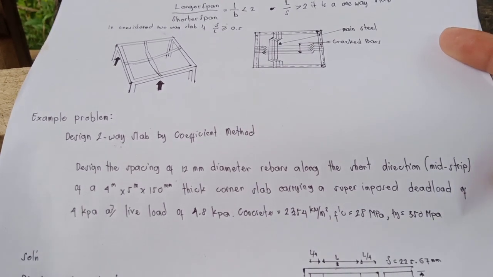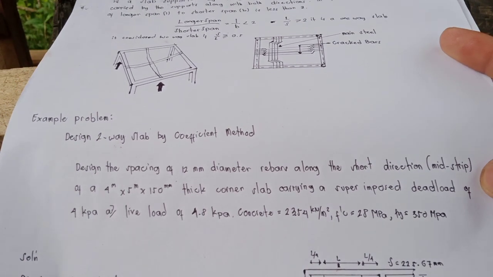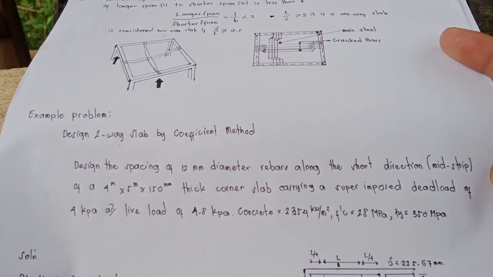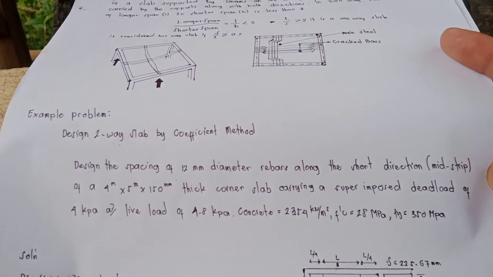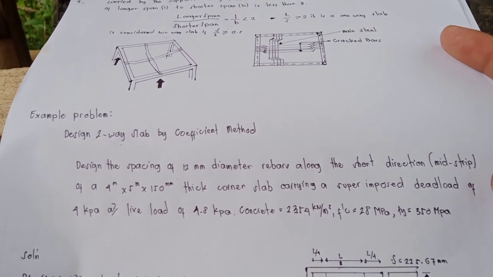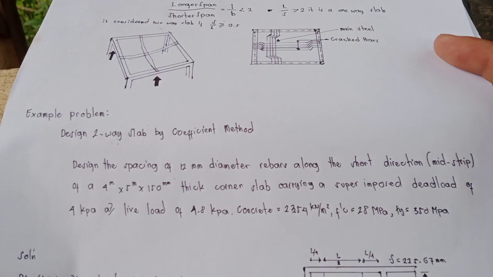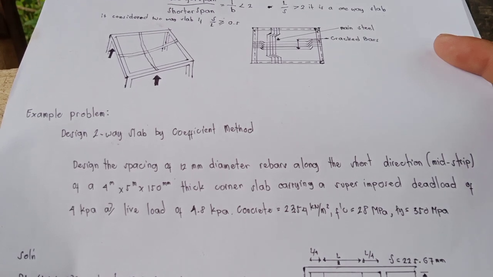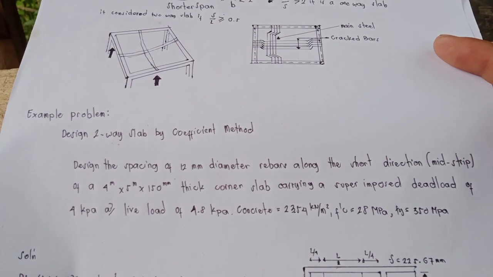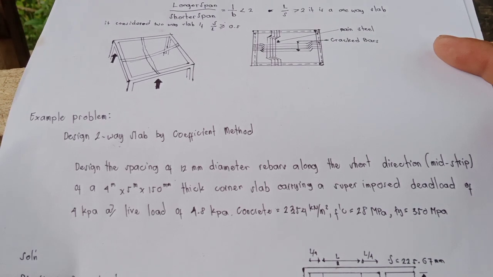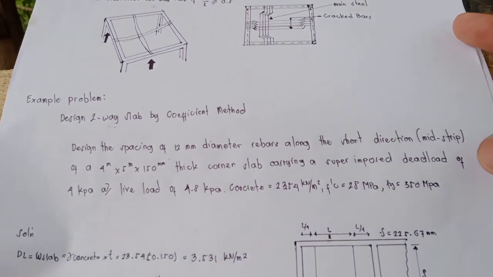Design the spacing of 12 mm diameter rebars along the short direction with a strip of 4 meters times 5 meters times 150 millimeter thick corner slab carrying a superimposed dead load of 4 kilopascal and live load of 4.8 kilopascal. Concrete unit weight equals 23.54 kilonewton per cubic meter, f'c equals 28 megapascal, and fy equals 350 megapascal. So this is our solution.